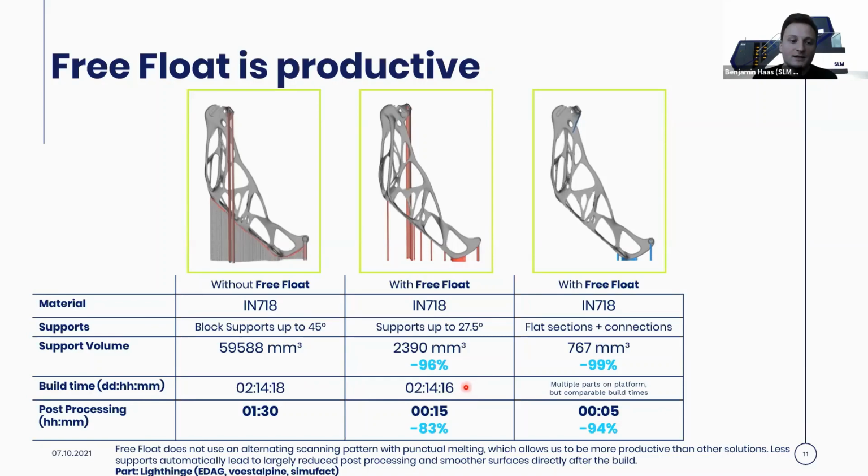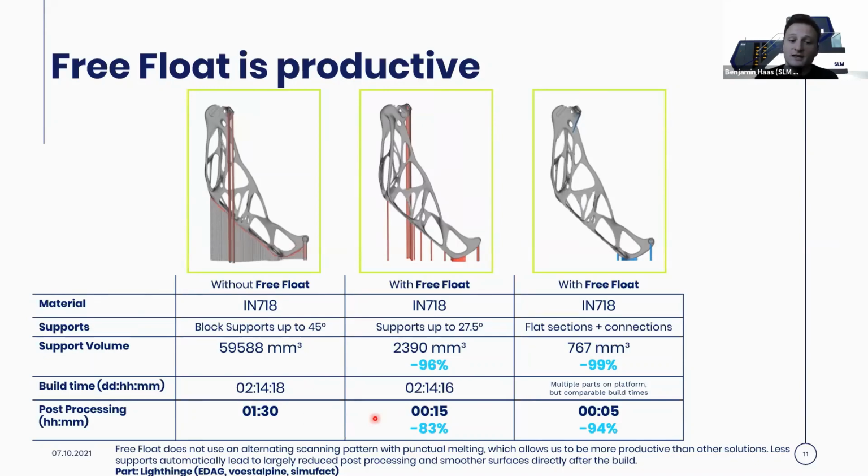And now what's really interesting is, of course, the time in post-processing. So post-processing for this part went down from 90 minutes to just 15 minutes. So this means either I can do 6 times as much parts in the same time as before, or I just have my one part way quicker in my hands than before. And this is quite interesting.